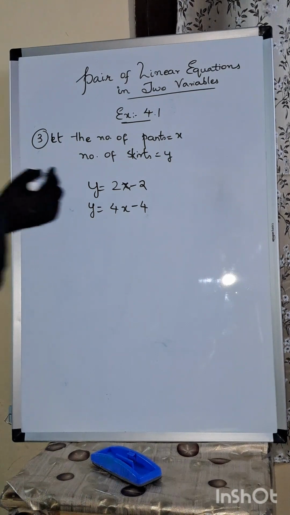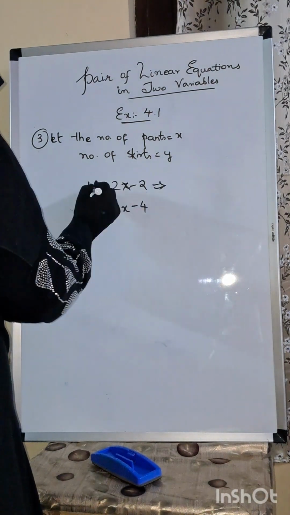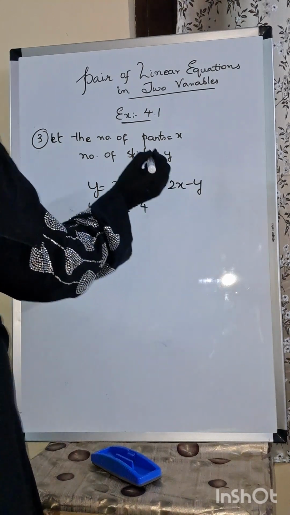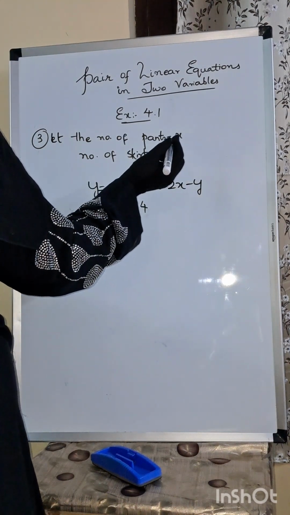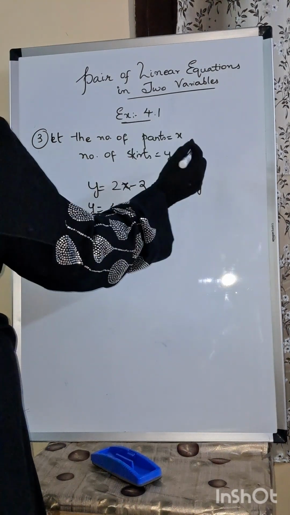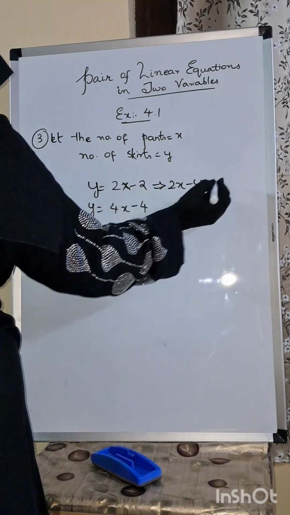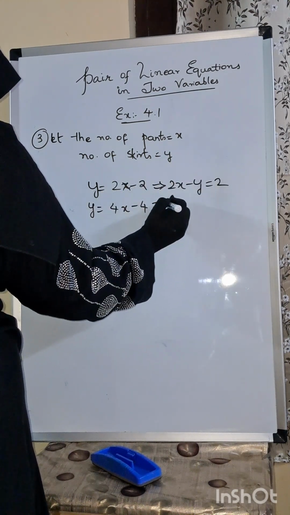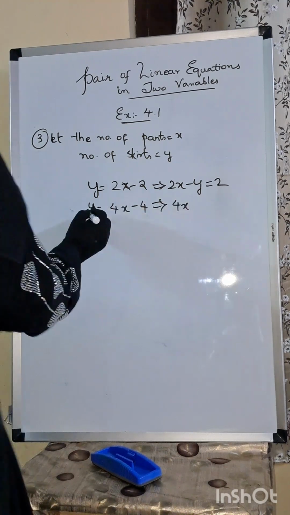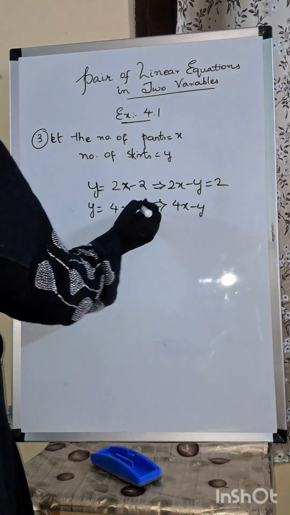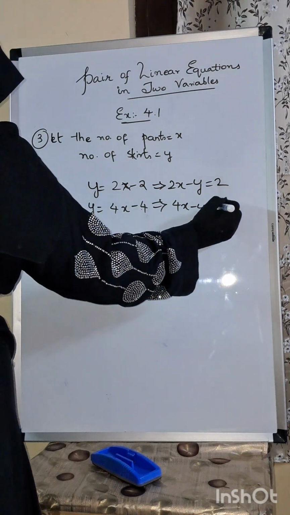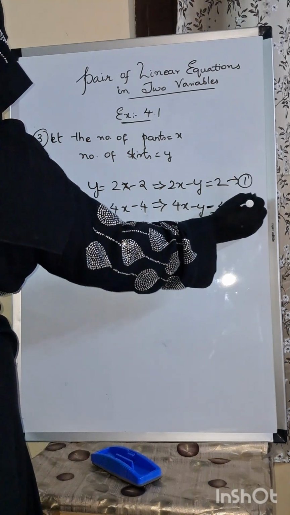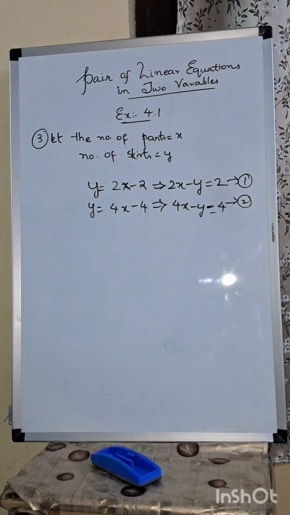So here how will the equation be? I am sending plus y to that side. So 2x minus y plus 2. 2x minus y is equal to what? Plus 2 I am sending that side, it will become minus 2. Minus 2 I am sending that side, it will become plus 2. Here also, 4x plus y minus 4, I am sending that side, it will become plus 4. So these are nothing but the two equations which we need to solve.